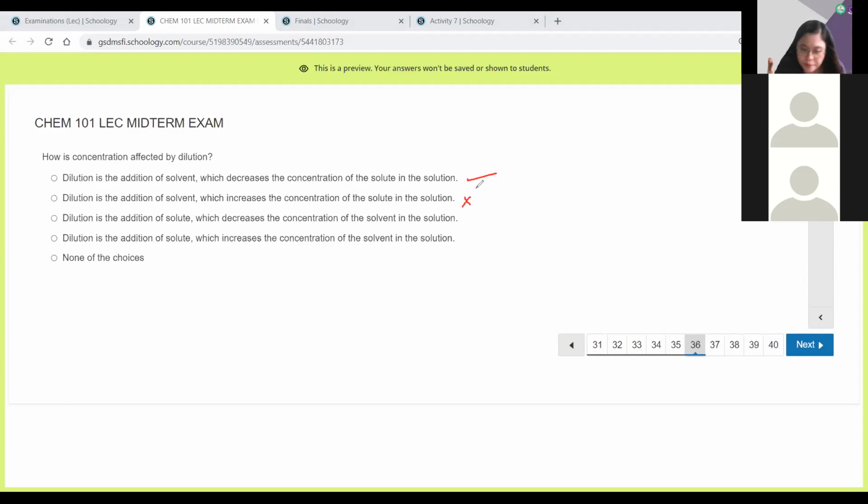Remember, ang dilution, ang process niyan ay gagawa tayo ng solution na may less na concentration. Dilution is the addition of solute. This is automatically wrong. Both of them. So wala na tayong ibang choice dyan. Letter A na lang talaga.